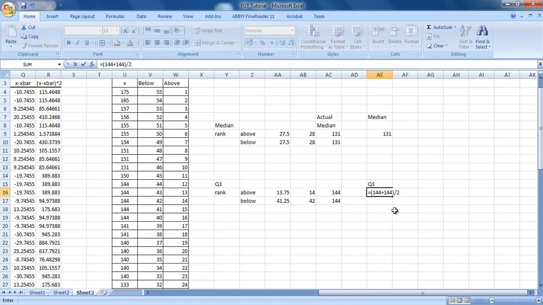It just happened that in my data set, this set of 55 scores, we got the same quartiles when we ranked the scores from above and also from below. Same for the median. Okay? But I have demonstrated the techniques.